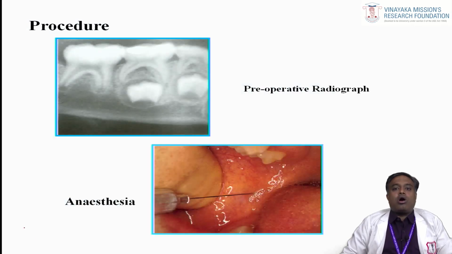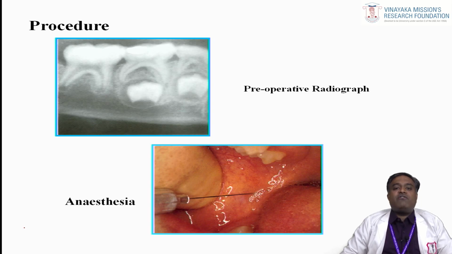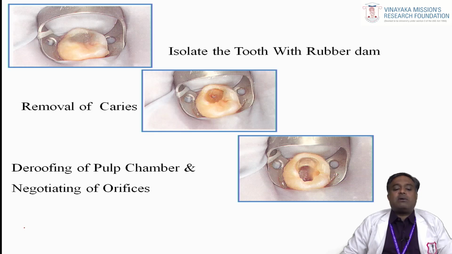Next, coming to the common procedure of pulpectomy. We'll see how the procedure is done. Before starting, we must take a preoperative radiograph. Not only for pulpectomy, but for any kind of treatment, a preoperative radiograph is a must. After that, we give the anesthesia. Next, isolate the tooth with the rubber dam, and after that, removal of caries should be done. After that, deroofing of the pulp chamber and negotiating of the orifices are done.